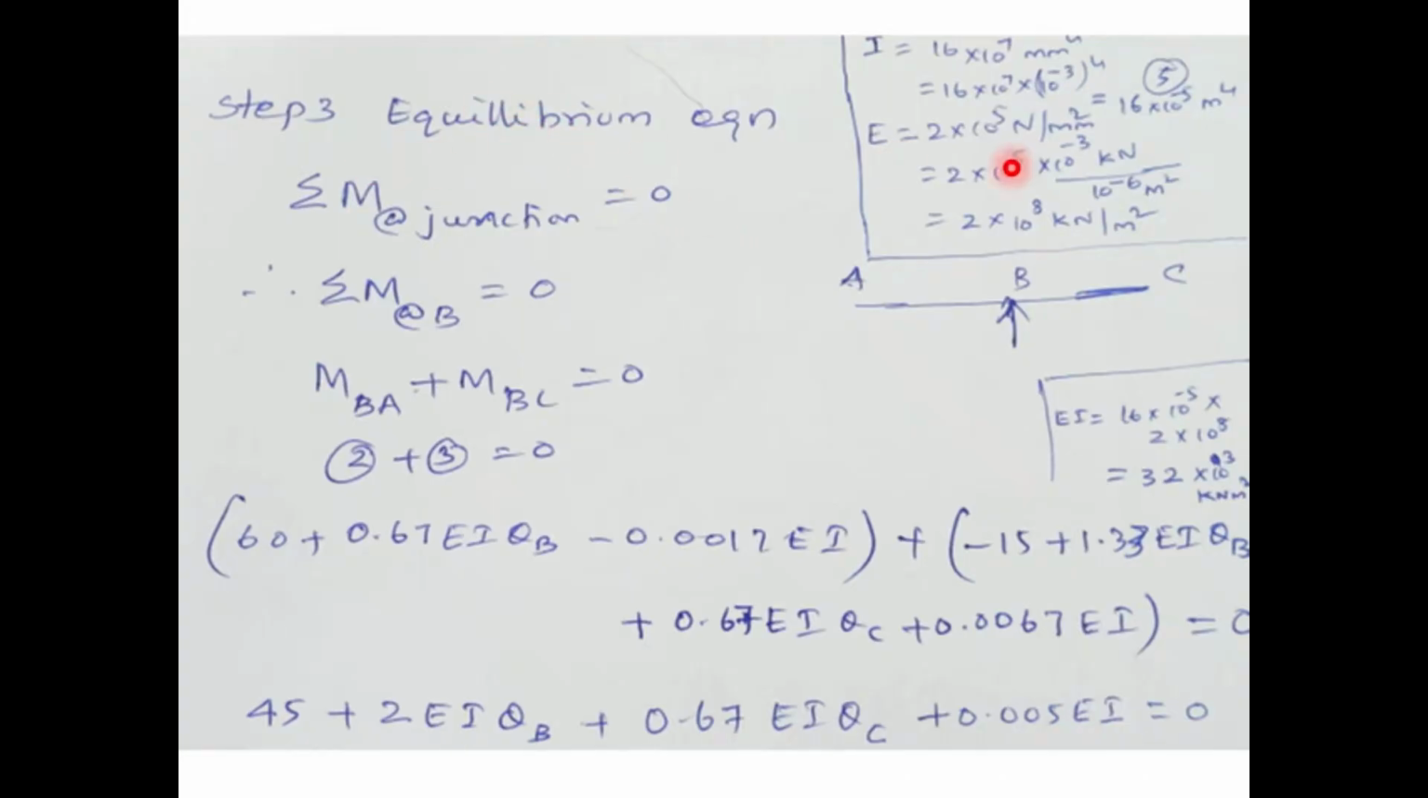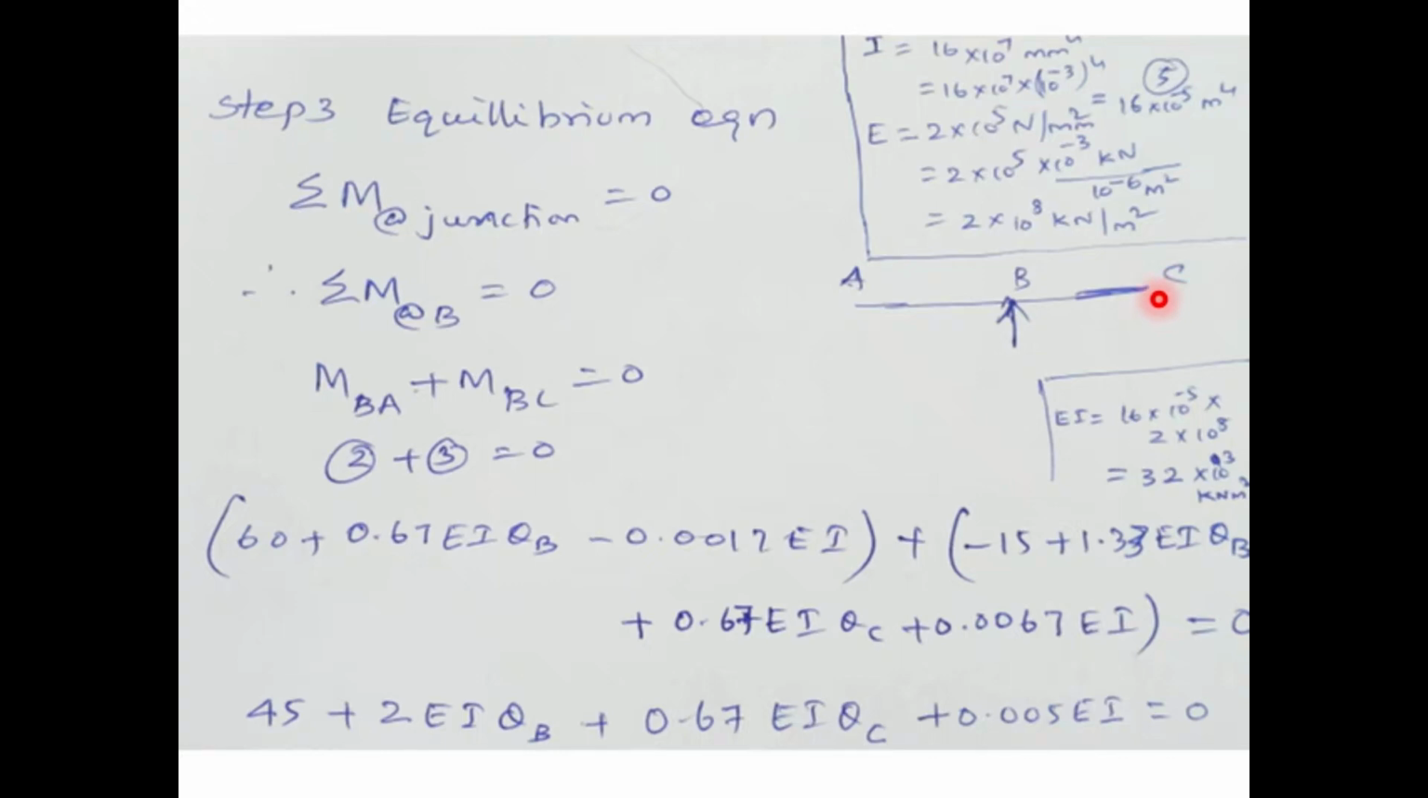Here the extreme end is fixed. Therefore, the second equilibrium equation will not be applicable for this case. So only the summation of moment at junction is equal to zero. How many junctions are in this continuous beam? Junction B and junction C, right?